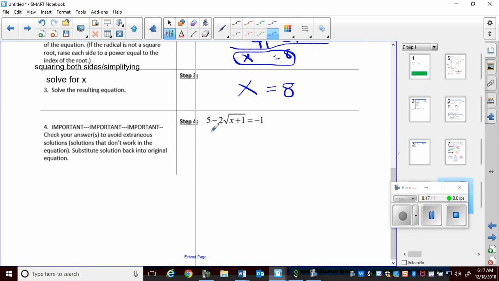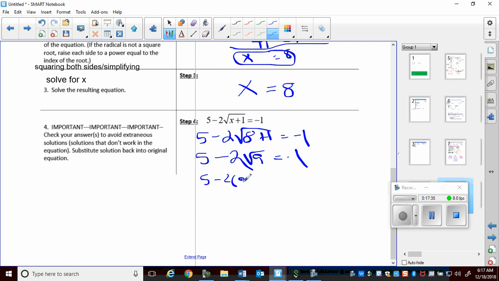Alright, so I'm going to check my work. So I have 5 minus 2 square root of 8 plus 1 equals -1. And I get 5 minus 2 square root of 9 equals -1. And I get 5 minus 2 times 3 equals -1, or 5 minus 6 equals -1, and the statement is true. So this checks out. All right.